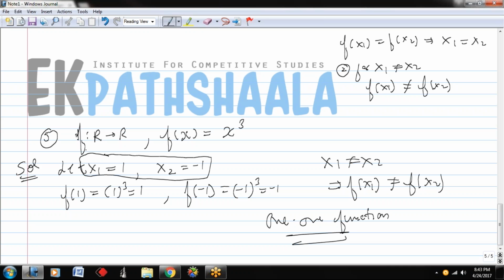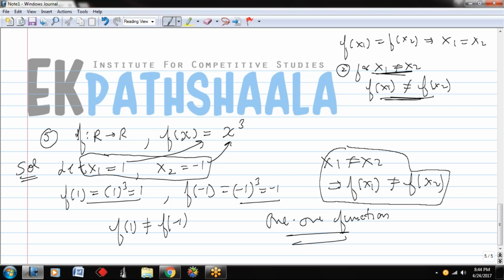x1 equal to 1 and x2 equal to minus 1. Are they not equal or are they equal? They're not equal. So that means this condition is satisfied. Now I need to check this one. I have put this 1 over here, then I have put this minus 1 over here. I have got 1 and minus 1 as the answers. So I can say that f of 1 is not equal to f of minus 1. Okay, so this condition is satisfied. Hence it is again a 1-1 function.